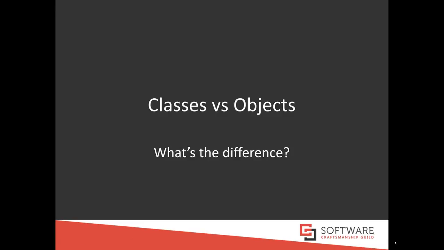Now it's time to talk about classes versus objects. Specifically, what is the difference between them? This is a point of confusion for many beginners, and it's something that you really just have to work at, and once the light bulb comes on, you'll be able to do object-oriented programming.